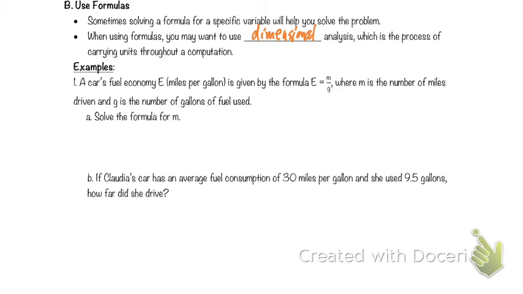Anyway, solve the formula for M. So we're asked to solve this formula for M. Capital E equals M over G. How would I solve this for M? Multiply by G. It's being divided by G. How do you do that? We're just going to write it.